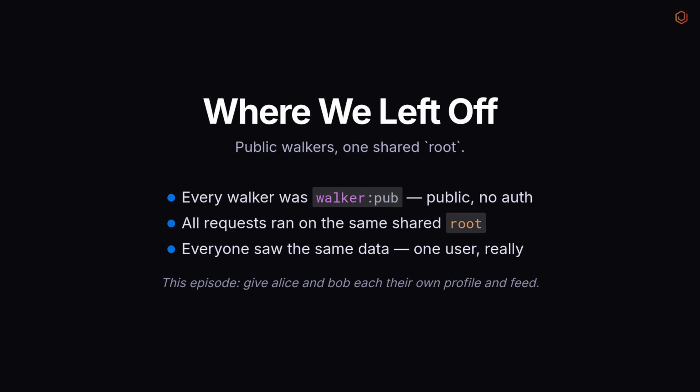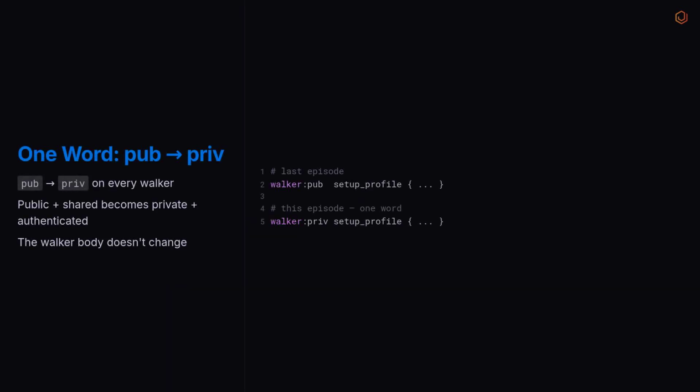Here's the whole change. On every walker, pub becomes priv. That's it. Pub means public and shared. Priv means private and authenticated. The walker's body doesn't change at all, because it already starts at root. We just change which root it starts on.